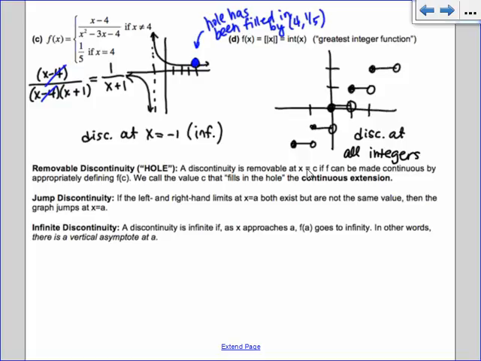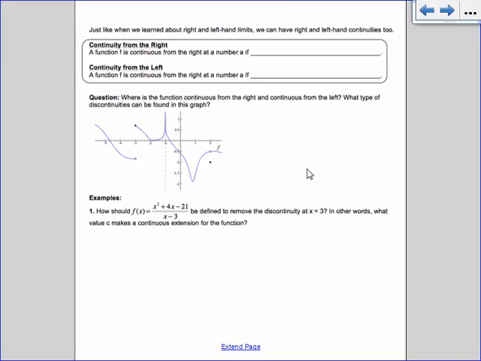Okay, and then an infinite discontinuity. It says it's infinite if as you approach a, f of a goes to infinity or negative infinity. So you can put plus or minus there. In other words, there's a vertical asymptote. All right, so just like when we learned about right and left hand limits, we can have right and left hand continuities too. Okay, so this is a little bit weird.